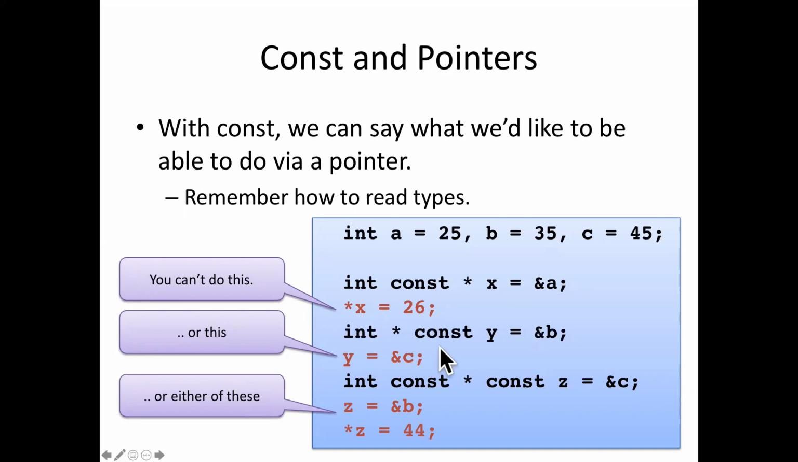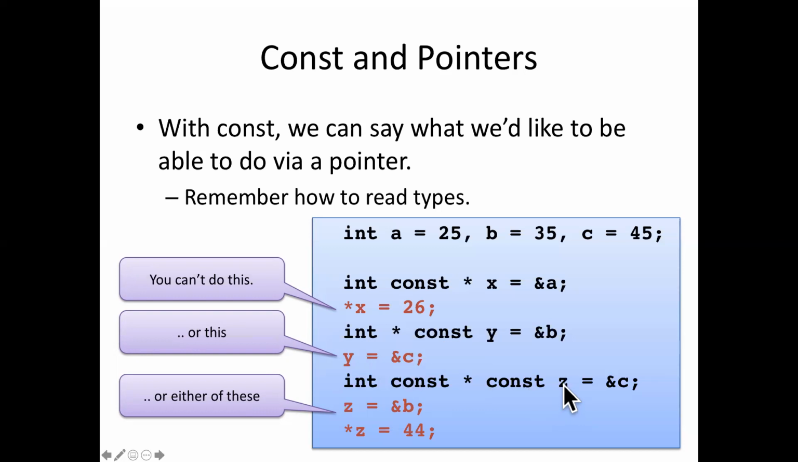If you take the word const and you move it here, well, reading it, Y is a constant pointer to an integer. That means you can change the integer, but you can't change where the pointer points. It's a constant pointer. So you can't do this. You can't take Y and make it point to C instead of B, because you said you didn't want to be able to do that. You didn't want to be able to change where it points.